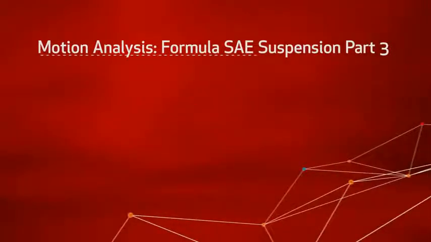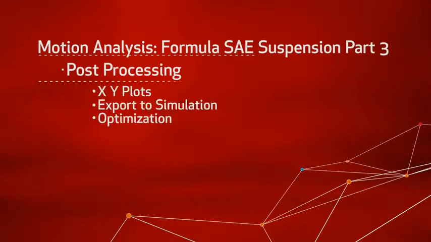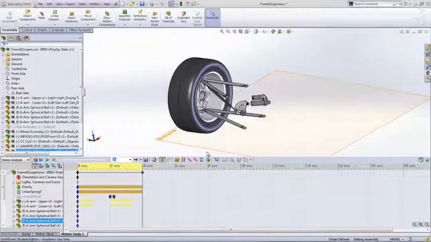In the last part of the video showing how to run a motion analysis on a Formula SAE car's suspension system, the post-processing will be looked at. There are three main ways to use a motion study. The first way is to plot various values within SolidWorks Motion.